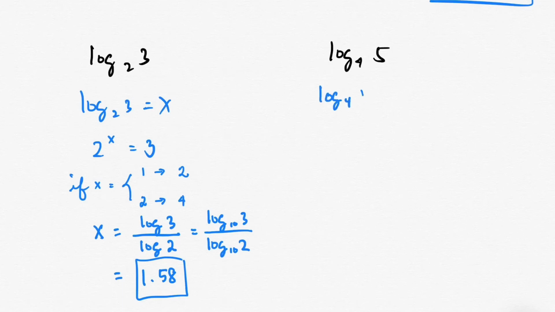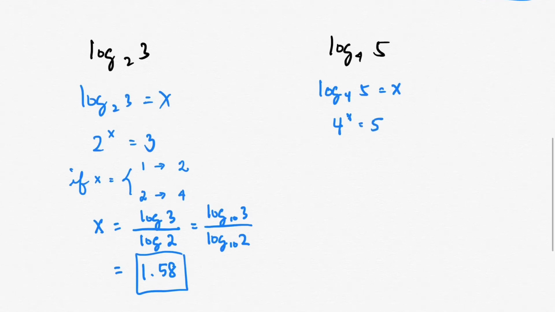Log base 4 of 5 is equal to x. So the exponential form is 4 raised to x is equal to 5. And same with the last one, if your x here is, for example, 1, you will get 4. If it is 2, you will get 16. So you know that the answer here is not a whole number.